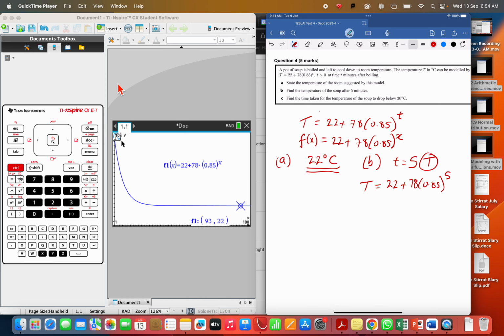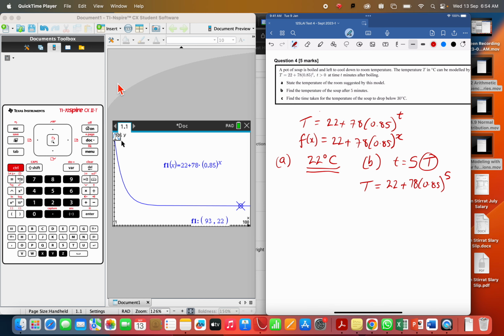Maybe one more, doc, insert a calculator page, because our function is saved as f1. We can just do f1 of 5, and out also comes 56.6 degrees. Alright, so there's quite a few different ways of doing that.